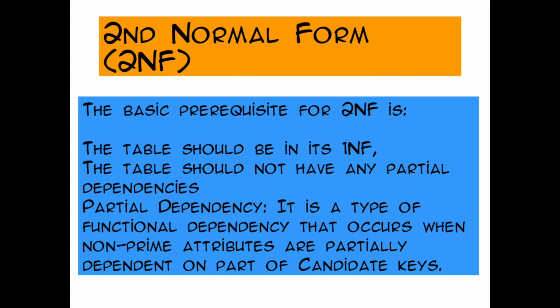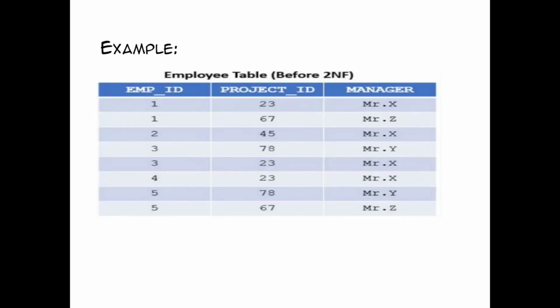Second normal form. The basic prerequisite for second normal form is that the table should be in its first normal form. The table should not have any partial dependency. What is a partial dependency? It is a type of functional dependency that occurs when non-prime attributes are partially dependent on part of the candidate key. This is an example for second normal form.